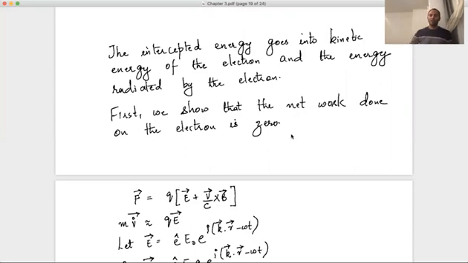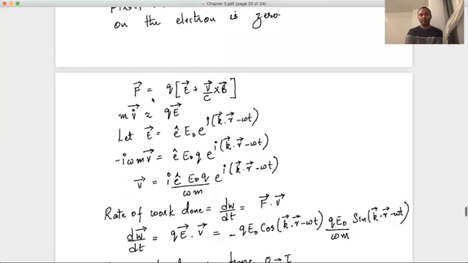Now, why is there no work done by the wave? We'll actually go through it. We're going to formally show it. So here's the equation for the Lorentz force on the electron, equal to the charge times the electric field of the electromagnetic wave in this case. And this is the magnetic term.